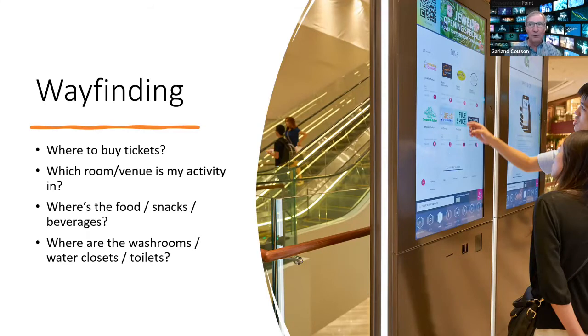And which room or venue is my activity in? So where do I need to go? And where's the food, the snacks, the beverages? Because we all know at the events that the food is one of the main attractions. And most importantly for me, where are the washrooms or water closets or toilets or whatever you call them in your part of the world? Because people really need to know where to go.